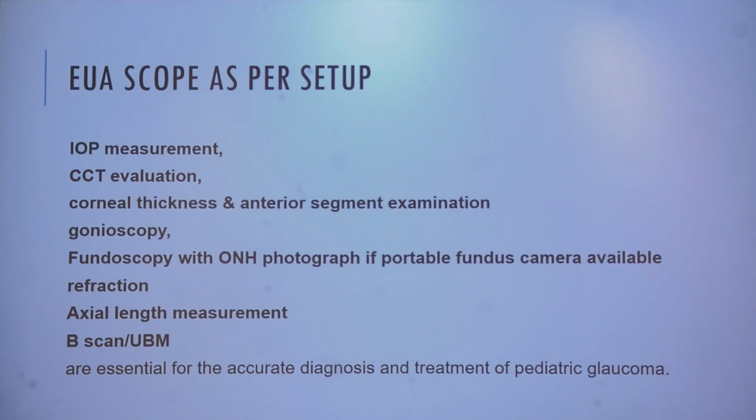So EUA is a must for most of the patients, and as per your setup, you can do a lot of things in the EUA, including the IOP measurement as soon as the anesthetic agents are given or the child is sedated, CCT evaluation, corneal thickness and anterior segment examination, gonioscopy, fundoscopy with ONH photograph if you have a portable fundus camera, refraction, axial length measurement, and B-scan and UBM if required in some of the cases.